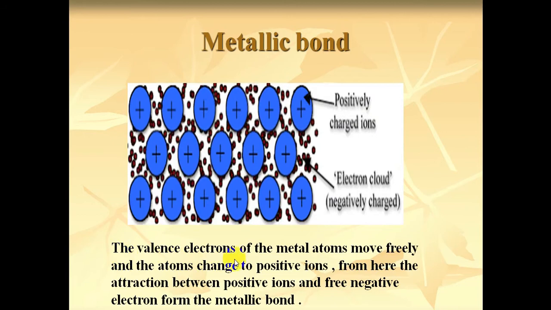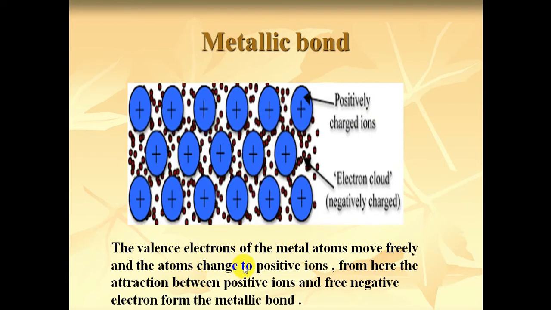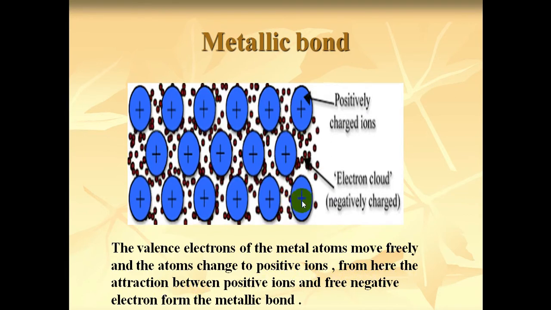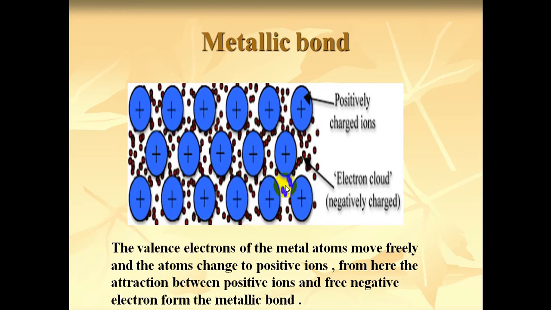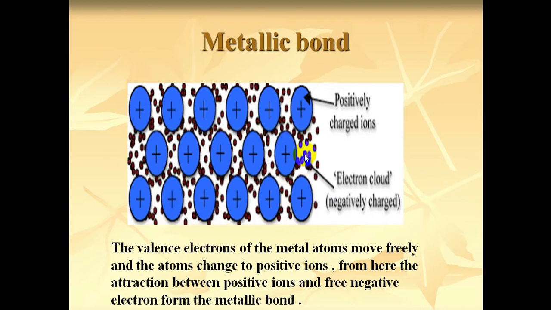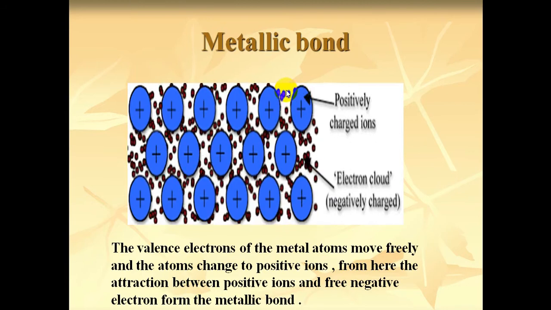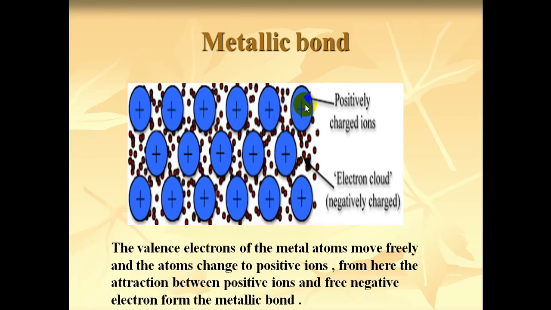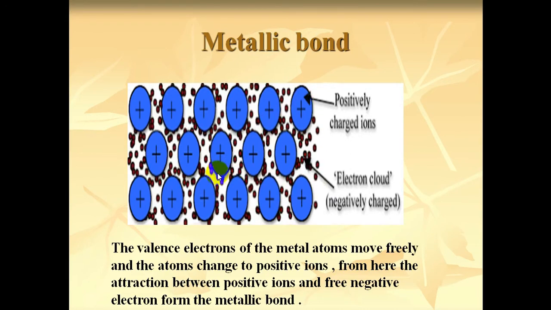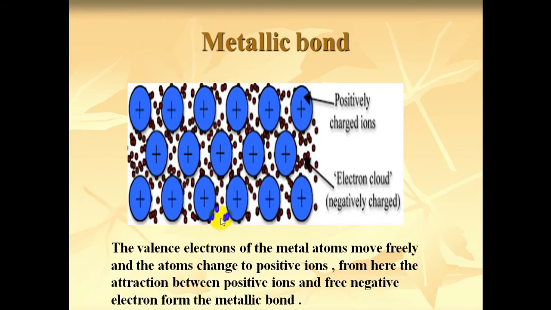So the valence electrons of the metal atoms move freely and the atoms change to positive ions, as we said. From here, the attraction between the positive ions and the free, negative electrons forms the metallic bond. So the metallic bond is formed between the positive ions, when electrons move away from the atom and change it to a positive ion, and the electrons that freely move between the positive ions. This attraction between positive and negative makes the metallic bond.